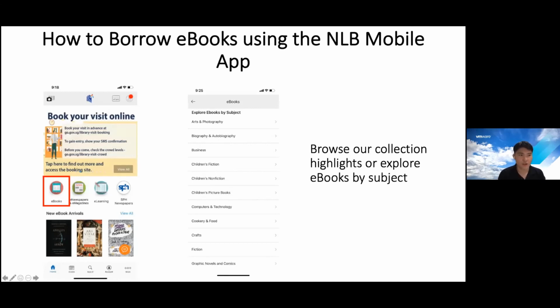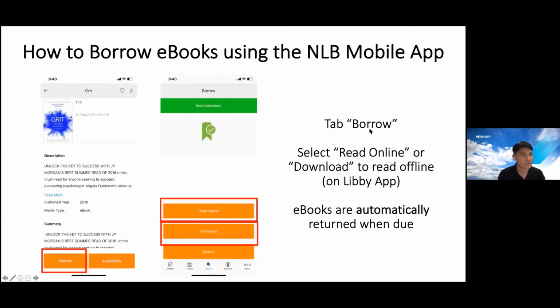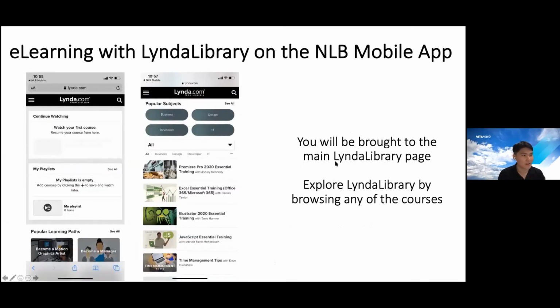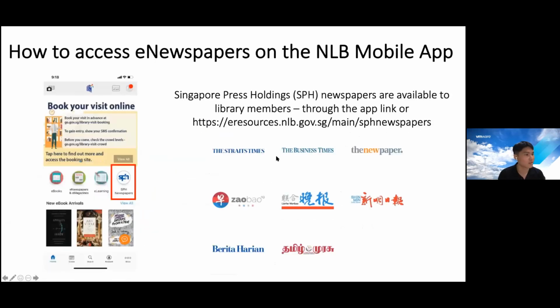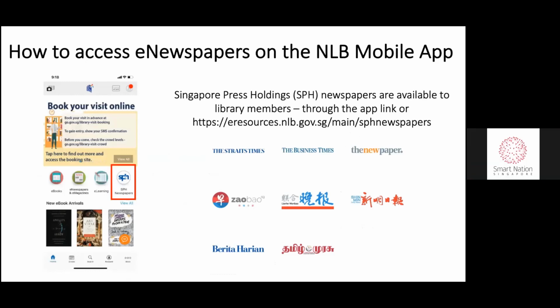We have another question from Hilda regarding whether reading the Straits Times needs to be online. Yep, maybe I can share more about that. The SPH newspapers are available to NLB members through the app link or this particular website link that we shared here. After you tap on the button, it will direct you out of the app to a mobile browser. So you need internet access to read these papers.